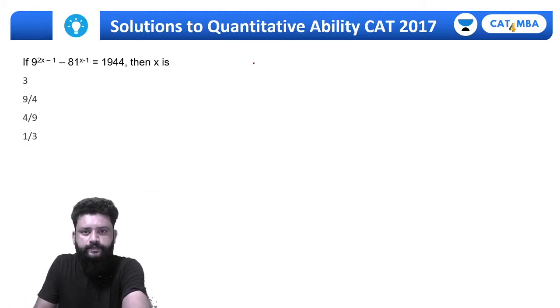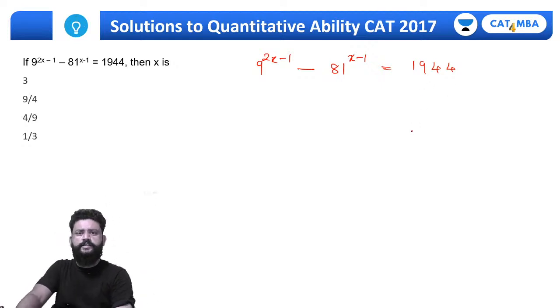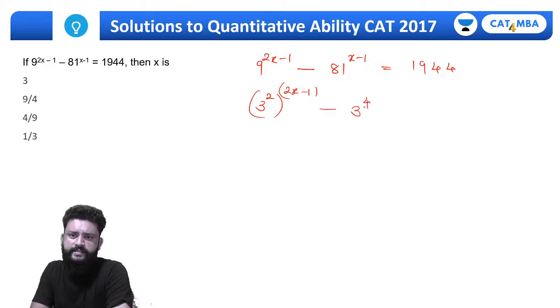Nine to the power 2x minus 1 minus 81 to the power x minus 1. This must be equal to 1944. Third indices question, guys. If you know indices, you can easily solve this. So can I write this as 3 square? 9 I can write as 3 square to the power x minus 1. 81 I can write it as 3 to the power 4, bracket to the power x minus 1. This must be 1944. Okay, so let's do this.